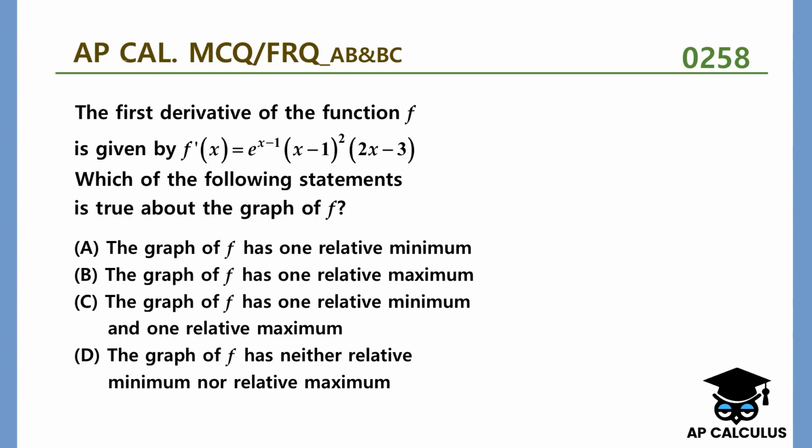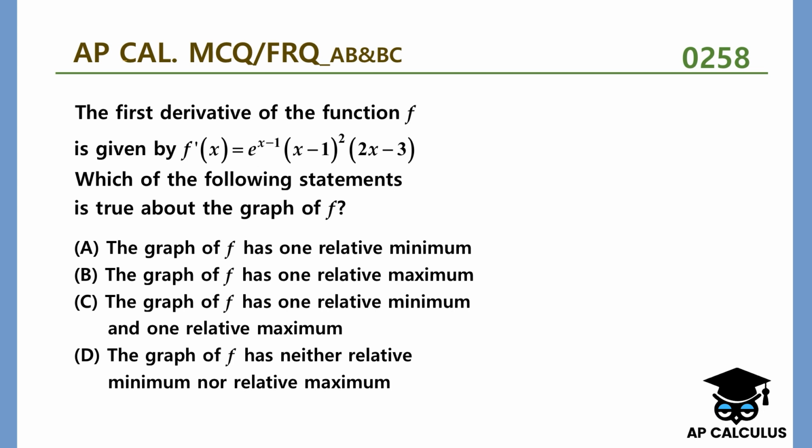Question 258. The first derivative of the function f is given by this. Which of the following statements is true about the graph of f? The answer choices here mention the number of extrema, right? A, the graph of f has 1 relative minimum. B, 1 relative maximum. C, 1 minimum and 1 maximum. D, f has neither. So basically, we have to find the number of extrema in this question.